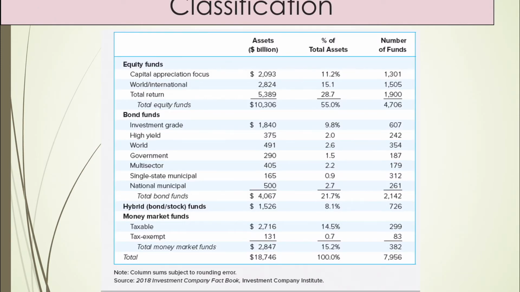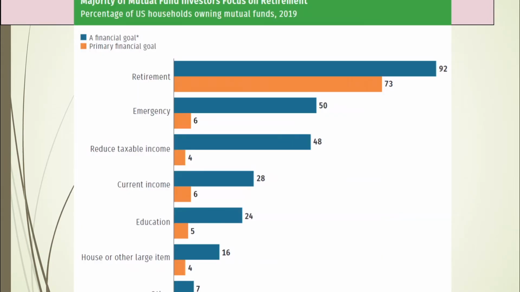So looking at mutual funds by investment classifications, just kind of breaking it down a little bit further, you can see you have your equity funds, your bond funds, your hybrid funds, money market funds, and just what their assets under management are, and then a percentage of total assets in these mutual funds. Now, what do most mutual fund investors actually invest in? You can see that retirement is the big one. So retirement is a key focus on mutual fund investment, and you can see the different breakdowns in 2019 of what most mutual fund investors are focusing on.